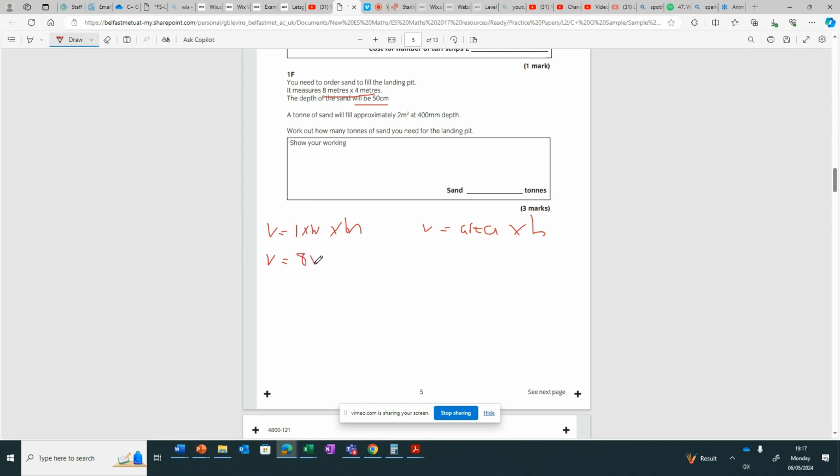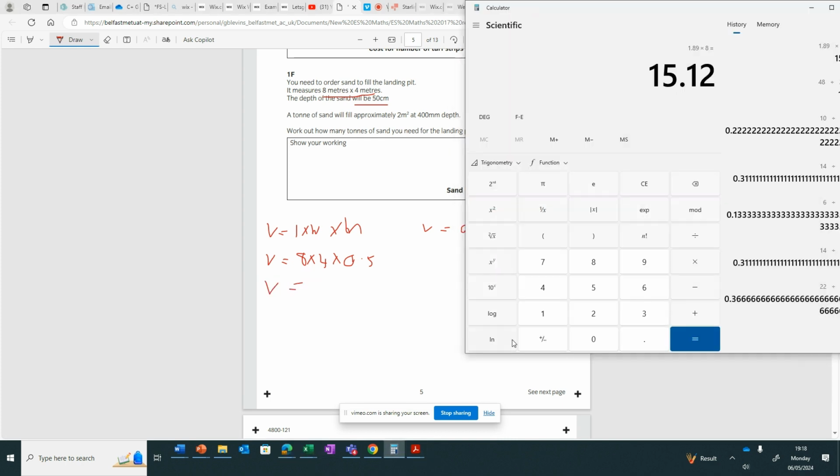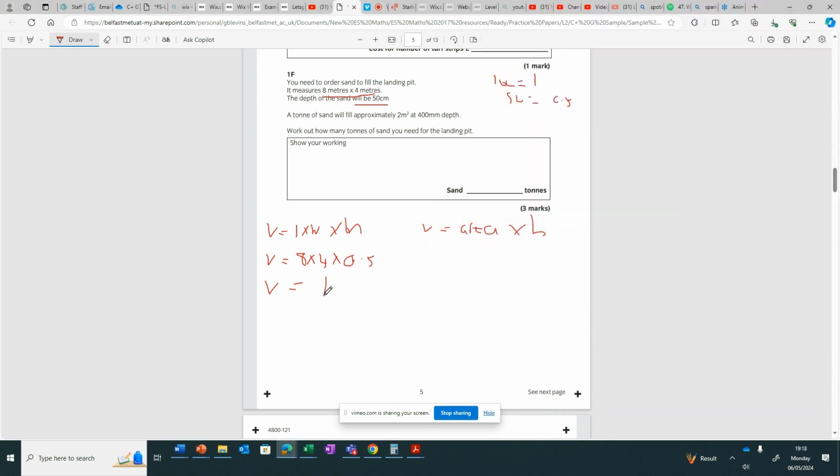The only problem is the depth is in centimeters and our measurements are in meters. So I'll have to change centimeters to meters. 100 centimeters is 1 meter. So 50 must be a half or 0.5. So volume equals 8 times 4 times 0.5. 8 times 4 times 0.5 gives you 16 meters cubed.